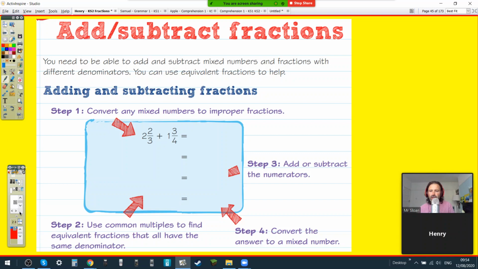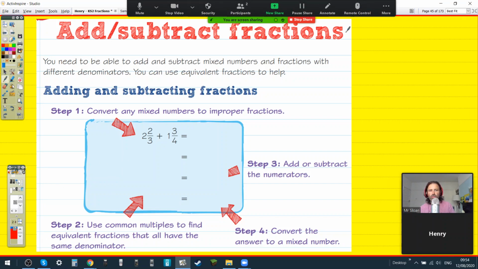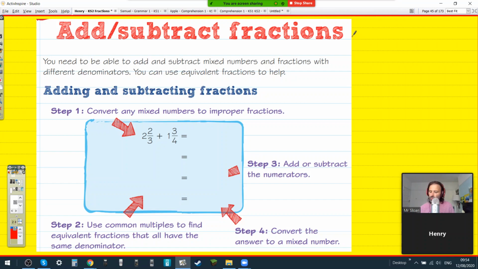Add and subtract fractions. Any idea how you add and subtract mixed numbers? Okay, I think I know. I think I know how to add and subtract fractions. Okay.